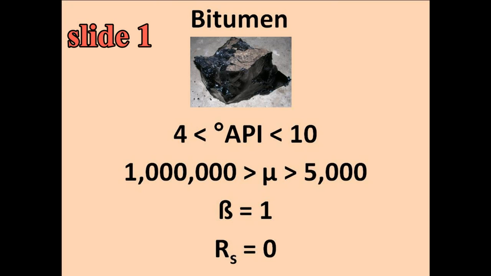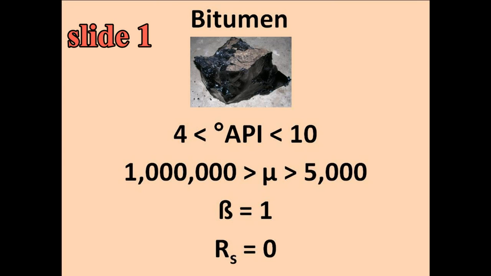Looking at its API gravity, we notice that it is very low. Remember that the API gravity for water is 10 degrees, so if a fluid has an API gravity of less than 10 degrees, we call it bitumen. Since bitumen is heavier than water, it will sink. In fact, bitumen is the only hydrocarbon that will not float in water.